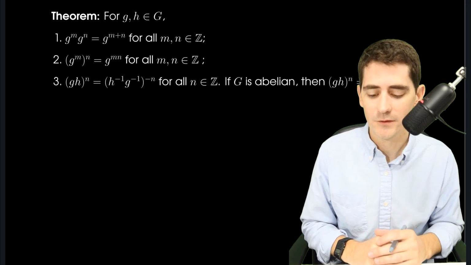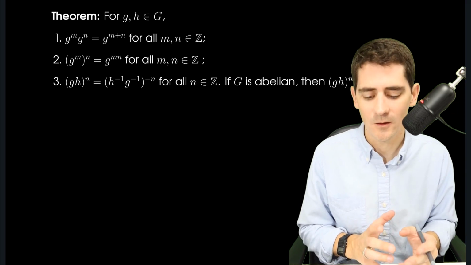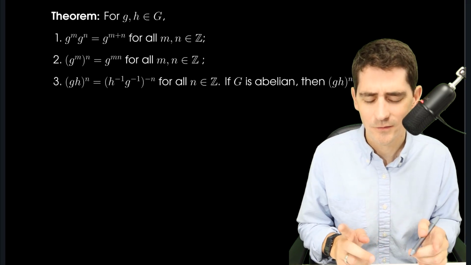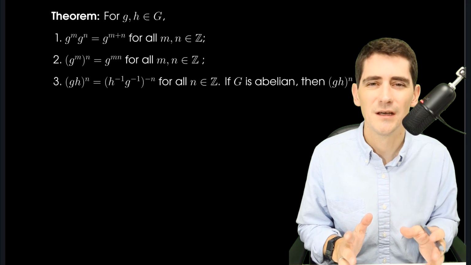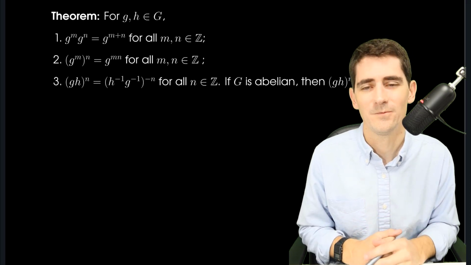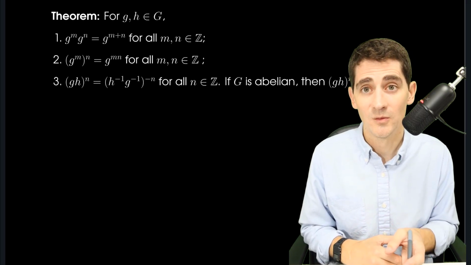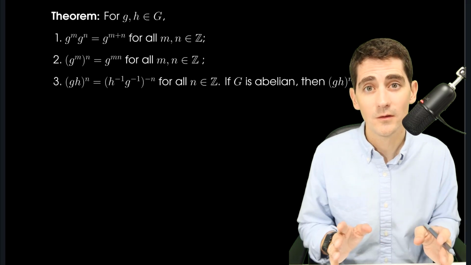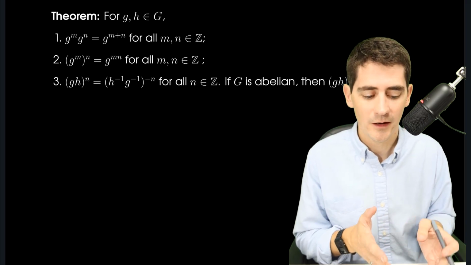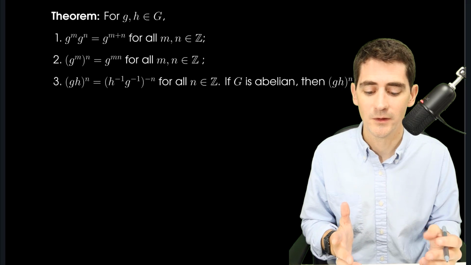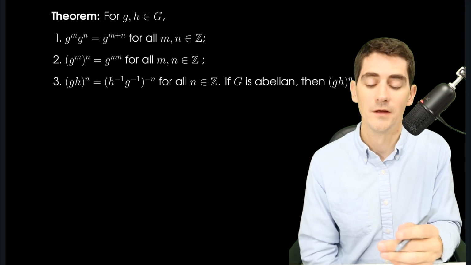This third one's kind of unusual. gh to the n power, it's flipped around: h inverse g inverse to the negative n power. But if it's an abelian group, meaning that we have commutative operations, then you can just distribute the nth power, just like we'd hoped. All right, let's prove this.